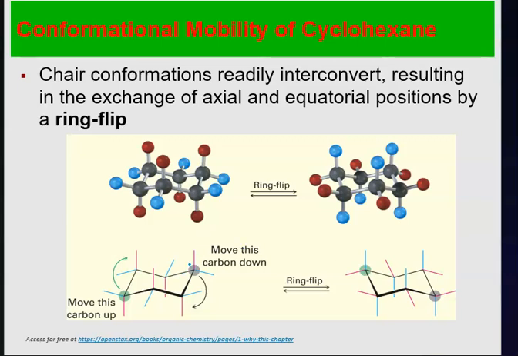The chair conformer of cyclohexane can readily interconvert into a flip form, right? They keep on doing this. There's a small difference in energy between those two, and they can keep on flipping from one form to the other. While doing that, whatever group was axial will now become equatorial, and whatever was equatorial will become axial. So let's practice doing the flip form.